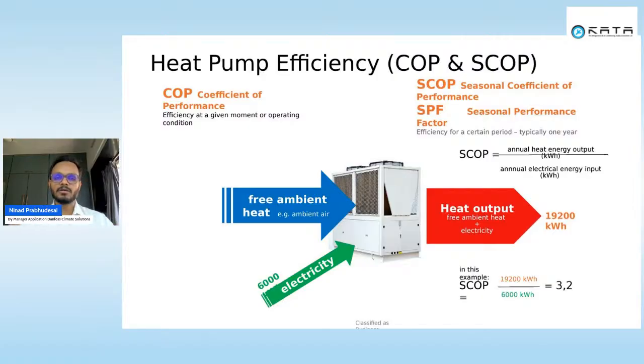So basically, here what happens is the total heat rejection throughout the year, what the heat pump has given, divided by the total electricity the compressor has consumed. So overall we get the average COP, considering all the other variations that affect the heat pump working. So in this case, let's say the heat pump consumes around 6,000 kilowatt-hours of electricity, and let's say 19,200 is the total heat rejection. Then your seasonal COP is basically 3.2. So that gives you the idea of the actual efficiency of the heat pump.